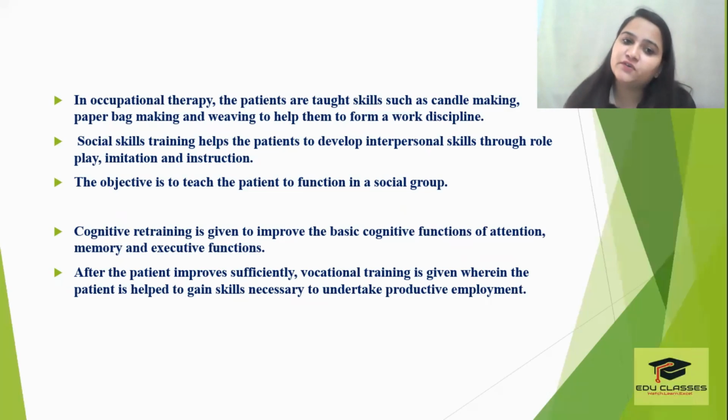The objective here is to teach the patient to function in a social group, because once these people have severe symptoms, they somewhere become very alienated from the society, and therefore this rehabilitation process helps them to enter the society in a similar manner. Cognitive retraining is given to improve the basic cognitive functions of attention, memory, executive functions. After the patient improves sufficiently, vocational training is given wherein the patient is helped to gain skills necessary to undertake productive employment.